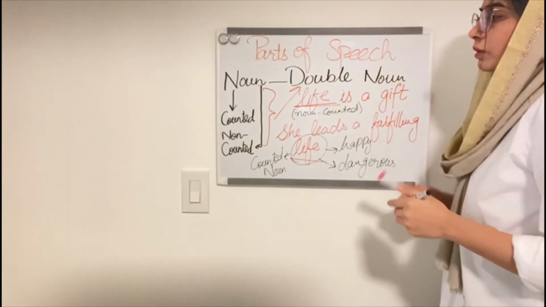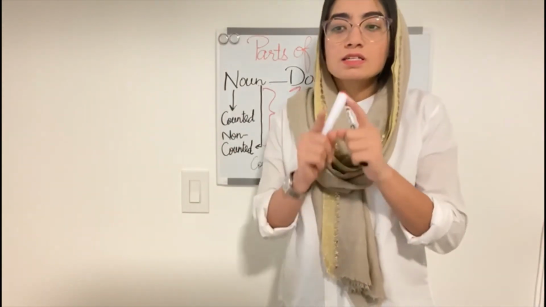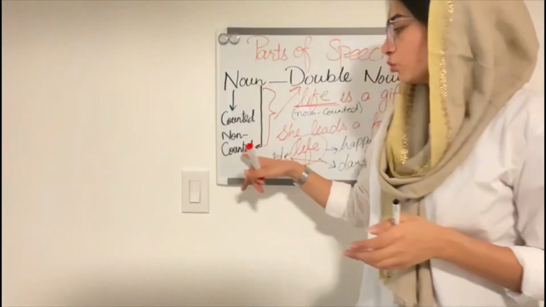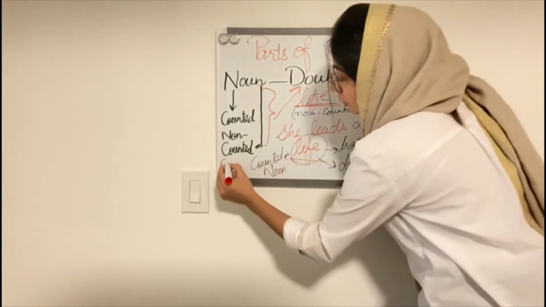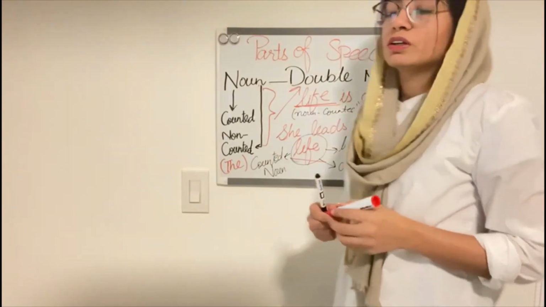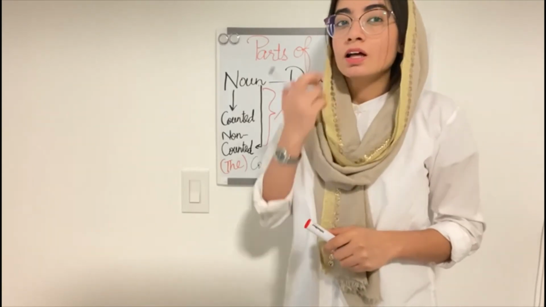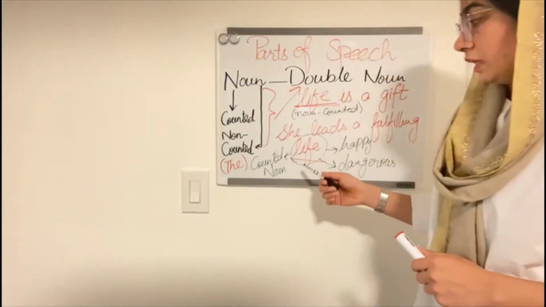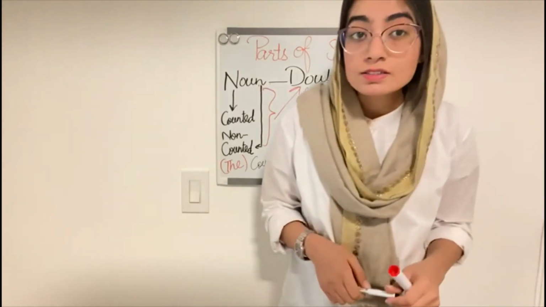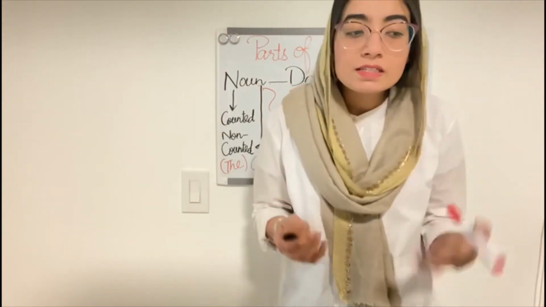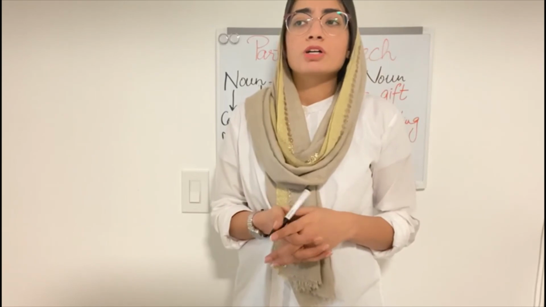One thing that's very important about non-counted nouns is that we usually don't use a or an. These specific articles, we don't use them with non-counted nouns, but we do use the article the, whenever we want to show that this is something very specific. The milk, or the life, whenever it is non-counted, the stars. So these are a few things that are very important to know while learning parts of speech.